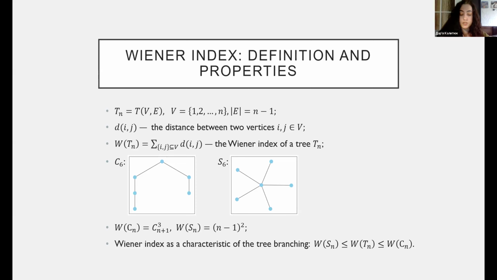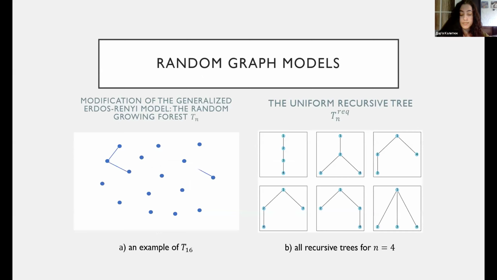In our work, we consider two different models. The first one is a special modification of the generalized Erdős-Rényi model, in which edges grow uniformly and independently of each other if and only if adding an edge does not lead to cycle formation. The second model is a so-called uniform recursive tree, which grows from the root, the vertex labeled 1, by joining the next numbered vertex to a randomly selected one. For convenience, we will denote the first model as Tn, and we will call it a random growing forest, and the second model as Tn with upper index rec.